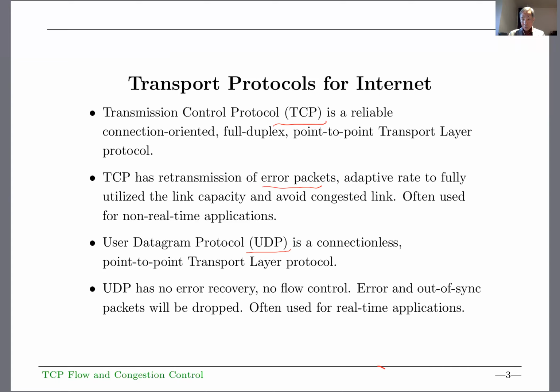So the rate is not fixed. It depends on who is sharing the link and how many are sharing it. So you try to send as much as possible and avoid congestion. It is often used for non-real-time applications. While UDP has no connection, no error control, and no flow control, and if you are out of sync, the packet will just be dropped. It is used for real-time applications. So that is the background for UDP and TCP.